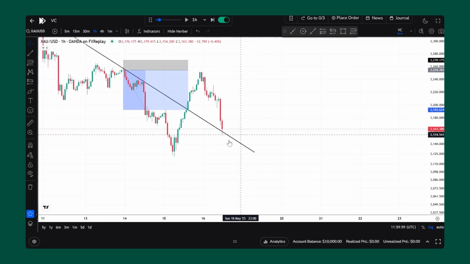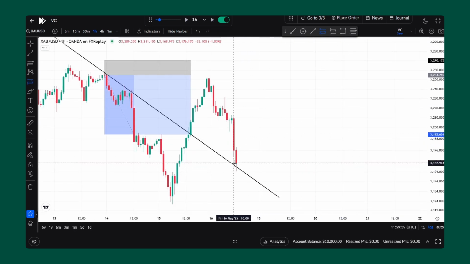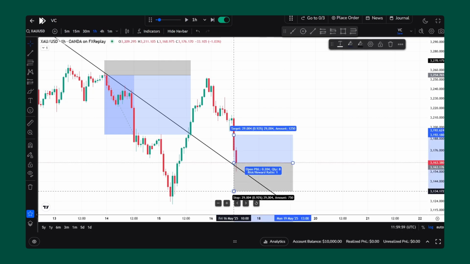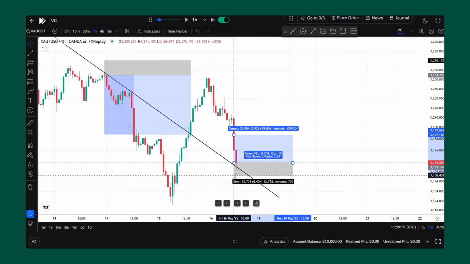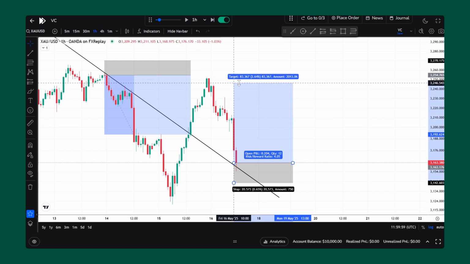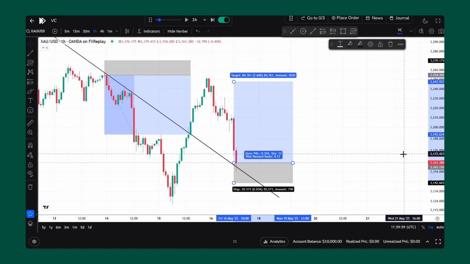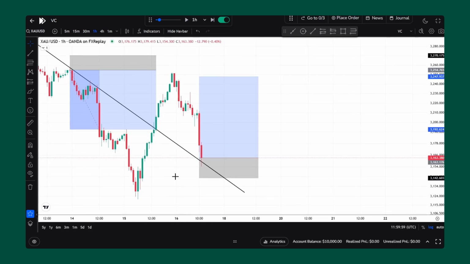So yeah, price has retested this sell trend line and we are going to take a buy position, set our stop loss somewhere around here and target 1:4 still. Now let's see what happens. We're expecting price to bounce off this trend line and buy.